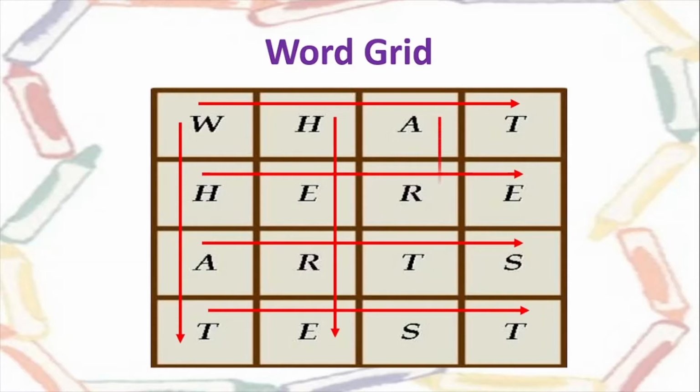You have HERE, here. You have ARTS, arts, and you have TEST, test. Okay, but see, in this particular grid, when you read the words horizontally as well as vertically, they form the same word. When you read the letters in both the directions, they form the same words. That is what, here, arts and test.